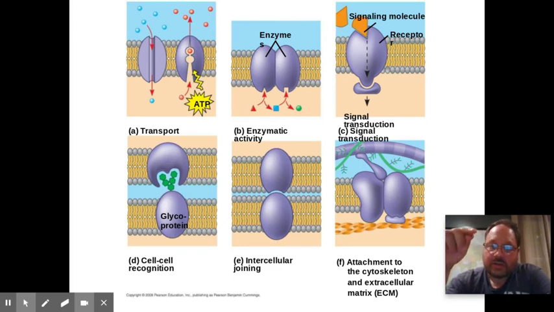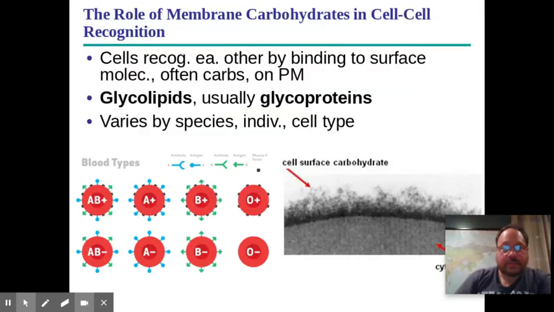This intercellular joining, again, allows stability in tissues. And then attachment to the exoskeleton. Again, what can happen is you can have proteins and sugars enmeshed around the surface of the cell, and that holds cells in place or stabilizes membranes.